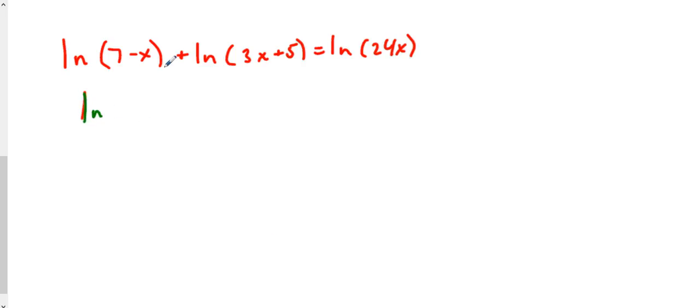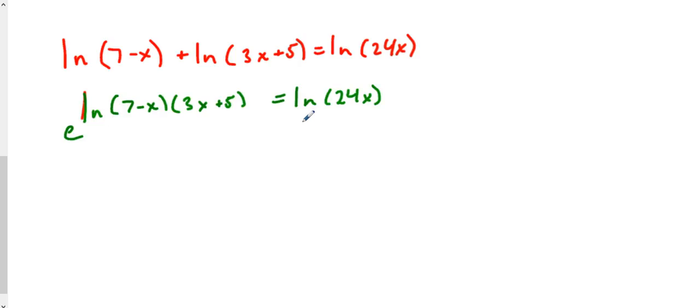Natural log. Whenever you're adding two logs of the same base, you can combine them into one argument, like so. That equals the natural log of 24x. Once we got this, we now realize we have the same base on both sides. We can use the one-to-one property, or we can e both sides.